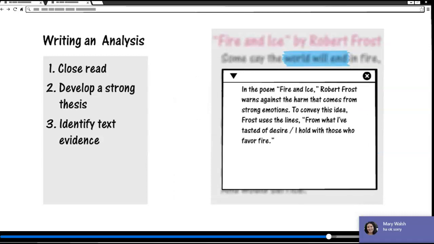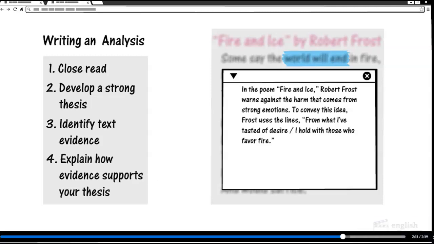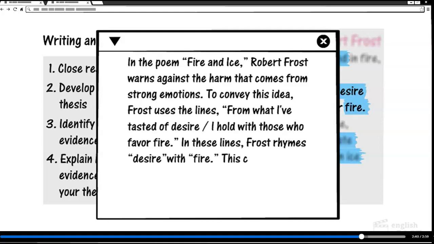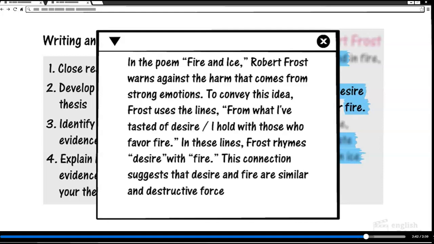Looking good! Now on to the last step. Next step in my analysis? I have to explain how my evidence supports my thesis. My explanation needs to be clear and specific so people can understand it easily. I think I've done it.